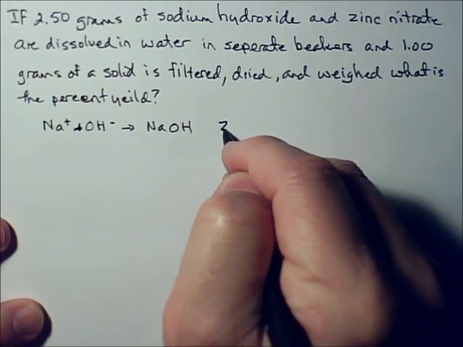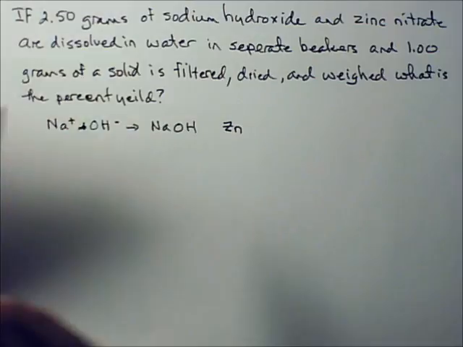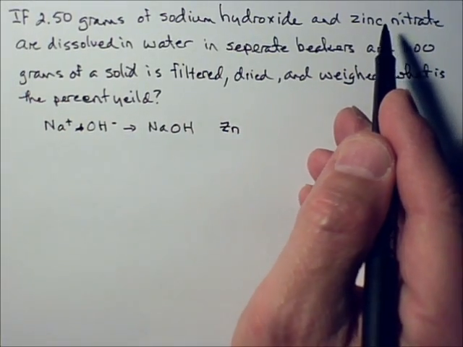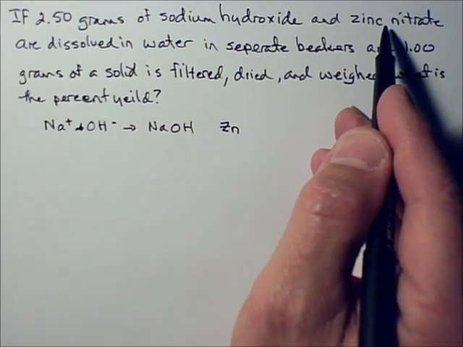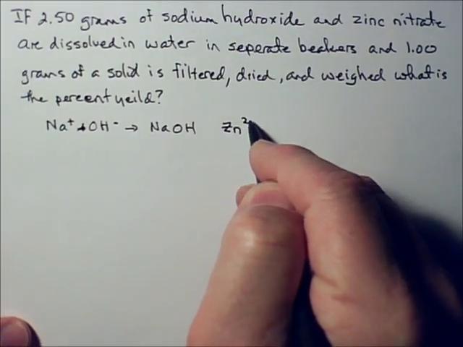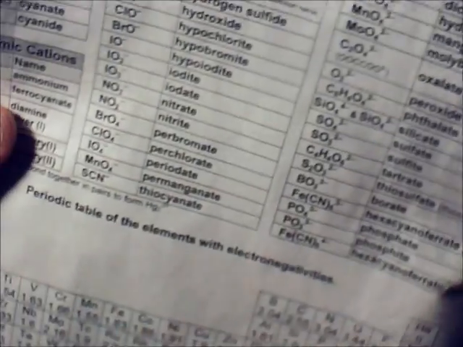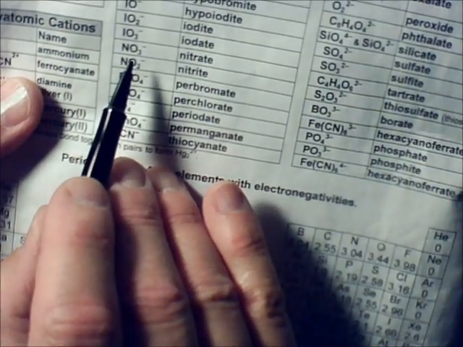Zinc is Zn. If you look on your periodic table of oxidation numbers, you'll find that zinc has only 1 oxidation number, which would be implied by the fact that I have no Roman numeral there anyway. Because if it had more than 1 oxidation number, we'd have to have a Roman numeral. But zinc has a 2 plus charge here. Okay, so that's 2 plus. Nitrate is found on your common ions list in your test references. Nitrate is NO3 with a 1 negative charge.